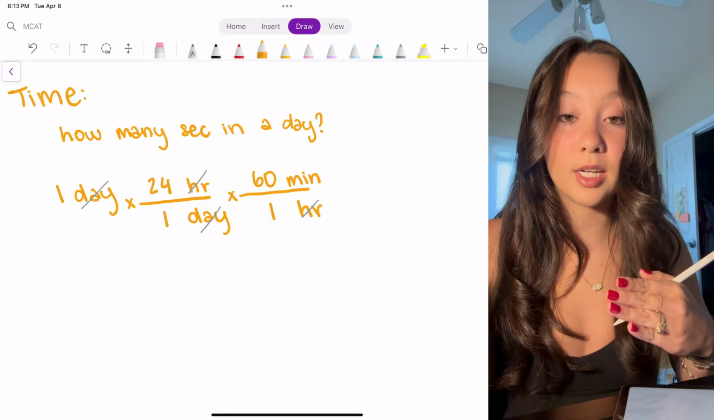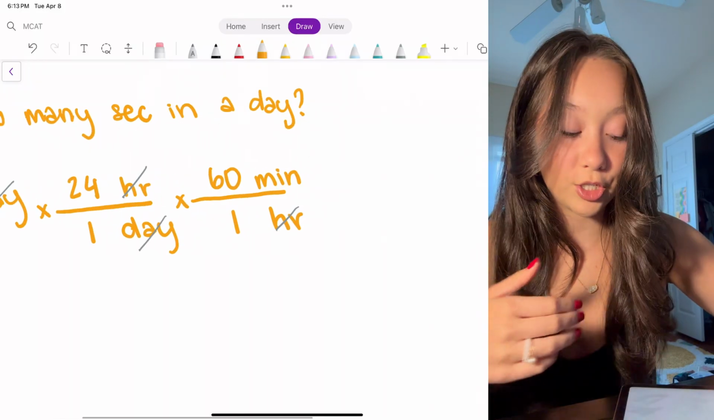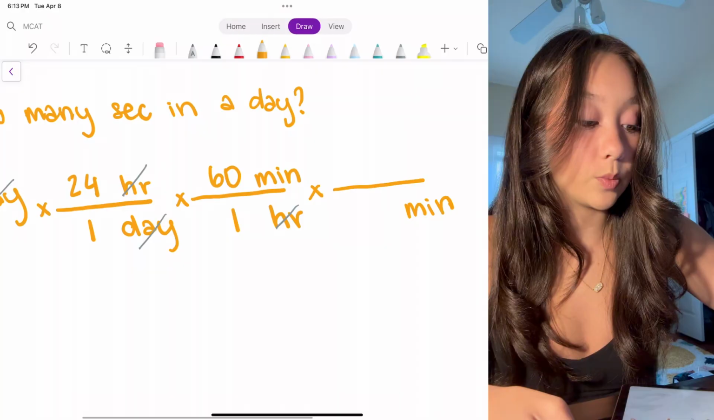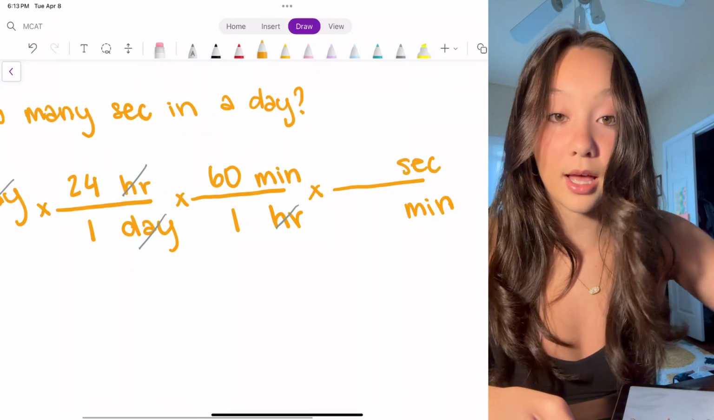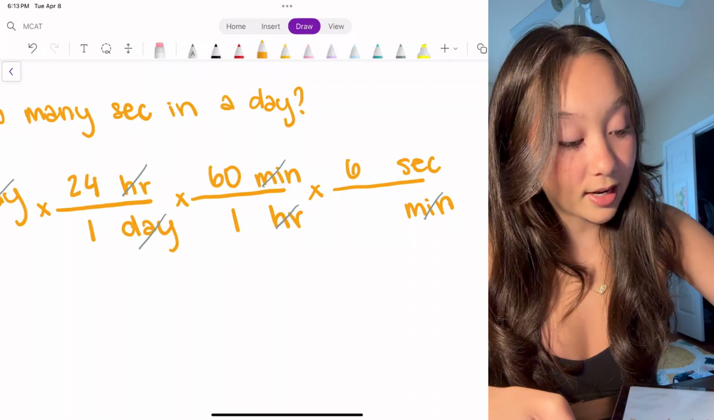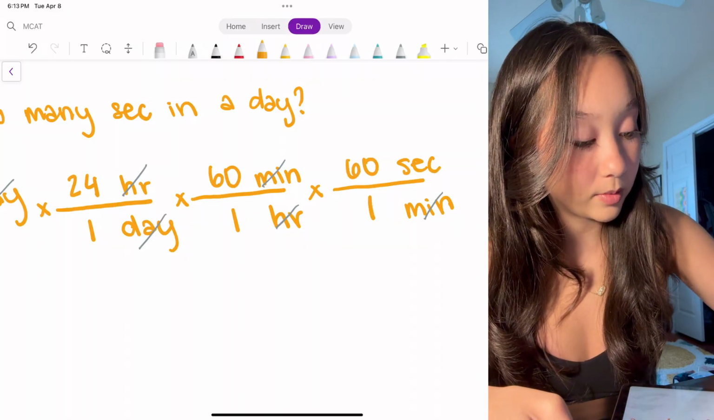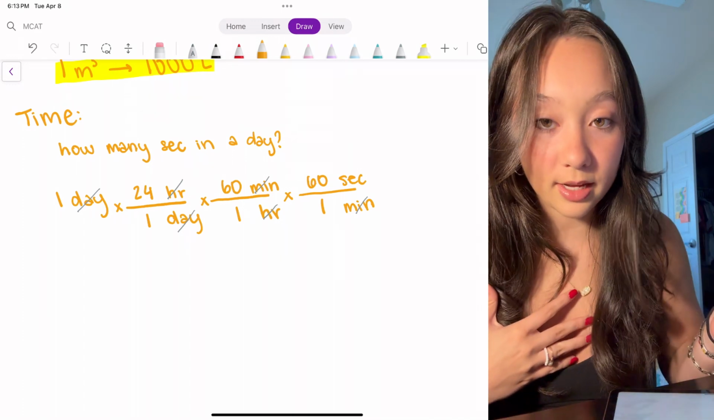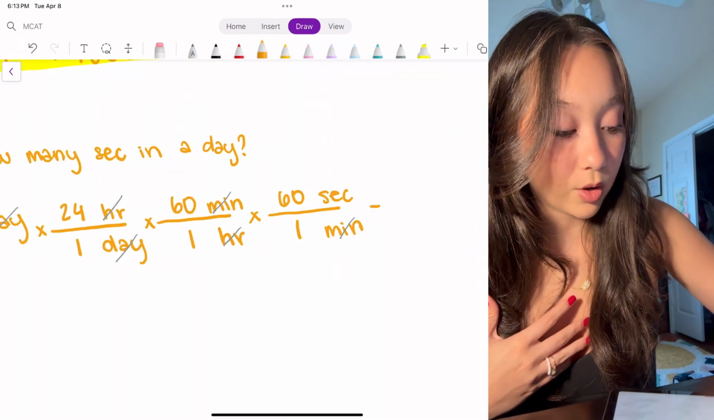We can go straight from minutes to seconds because we know that relationship. We'll put minutes down at the bottom because we want to cancel it out, and we'll put seconds on top because that is our goal. We'll cancel out these minutes and say that 60 seconds is the same as 1 minute. Now that all of our units have canceled out, the only thing we have left is seconds. So we're going to go ahead and multiply all of this out.